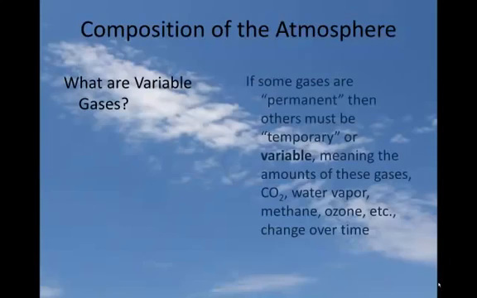And not only do these amounts change over time, but their presence in the atmosphere will change depending on your location. So, for example, water vapor: the equator and the tropical areas of the Earth contain more water vapor than areas that are closer to the poles. Once you get towards the North Pole and the South Pole, the air is drier and there's less water vapor. So your location also matters.